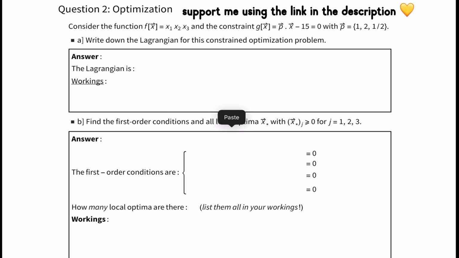Okay, today we're looking at question 2, which is about optimization. Consider the function f of x, where x is a vector, and this function is equal to x1 multiplied by x2 multiplied by x3. And the constraint g of x, where x is a vector, is equal to the vector p multiplied by the vector x minus 15, which is equal to 0. And that vector p is equal to 1, 2, a half.